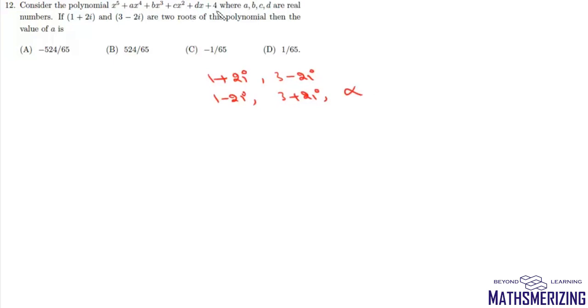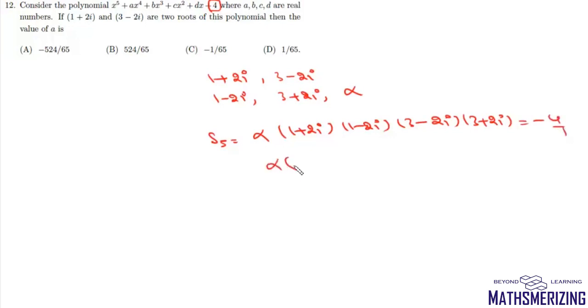Now we know that S5, which is the product of all 5 roots, will be alpha and then (1 plus 2 iota) into (1 minus 2 iota), (3 minus 2 iota) into (3 plus 2 iota), and there will be minus, and then it is 4 upon 1. So we'll get this as alpha, and this is 1 plus 4 is 5, and then 9 plus 4 is 13, and this is minus 4. So the value of alpha is minus 4 upon 65. So its real root is minus 4 upon 65.